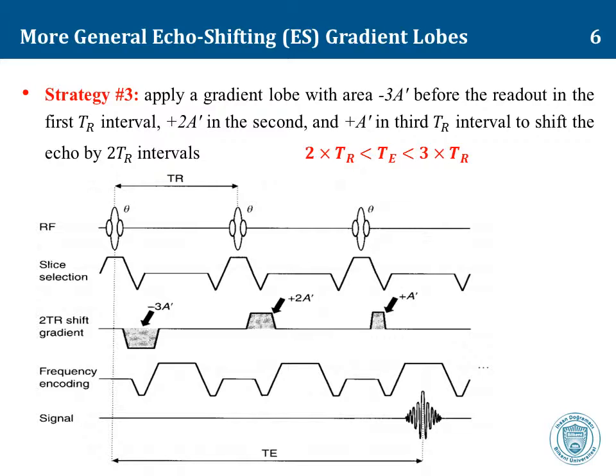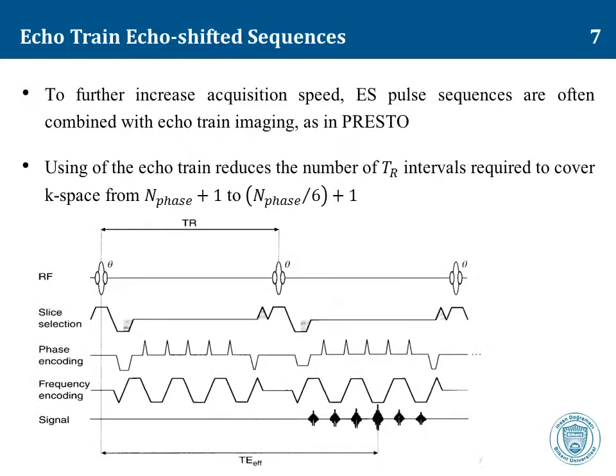For example, as shown in this slide, to shift the echo by 2 TR intervals, an additional gradient lobe with area minus 3 times of A' can be played before the readout in the first TR interval, 2 times of A' in the second, and A' in the third TR interval. The entire cycle then repeats every 3 times of TR intervals, so TE is greater than 2 times of TR and is lower than 3 times of TR.